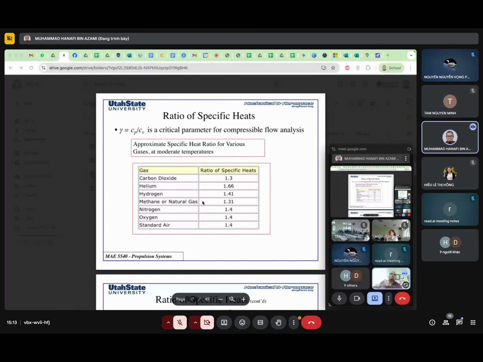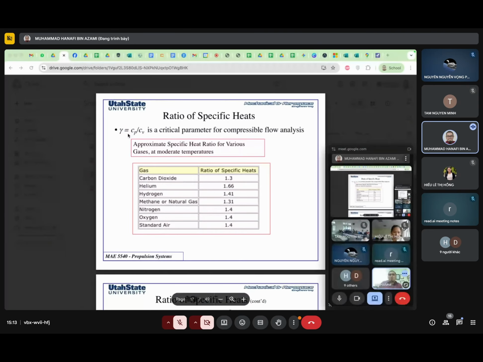Another thing you have to know is this gamma. Some books call it K. In the book and notes you refer to, it is gamma. Gamma is Cp over Cv.